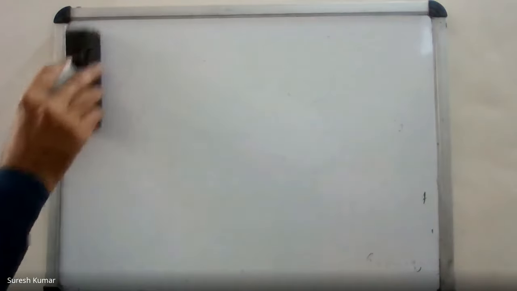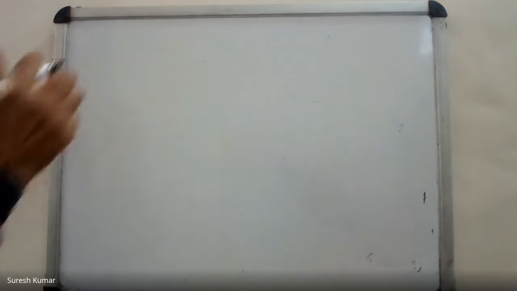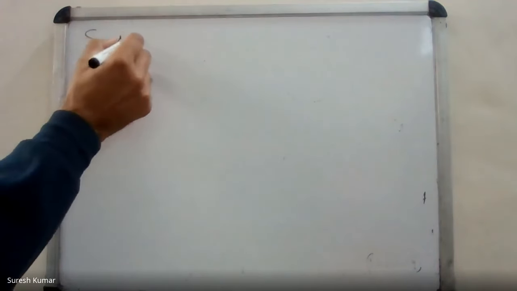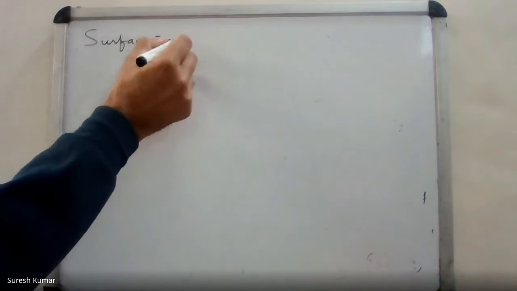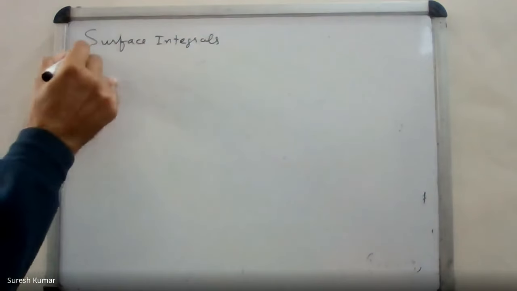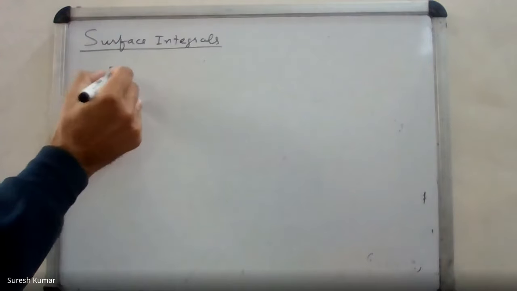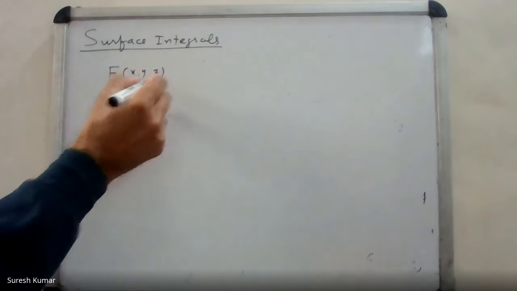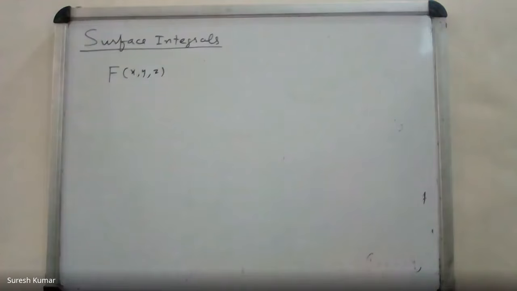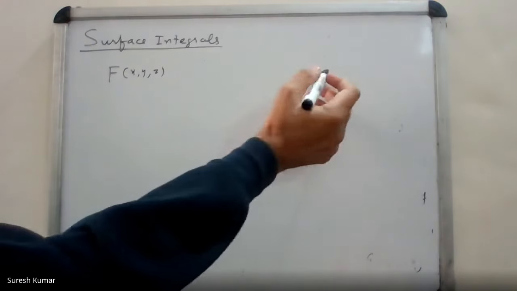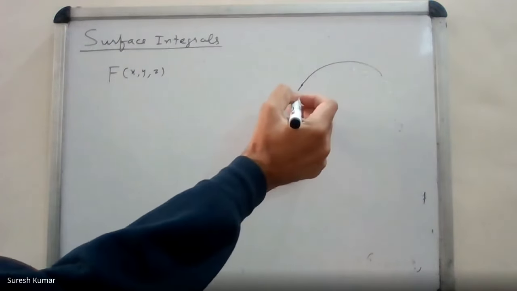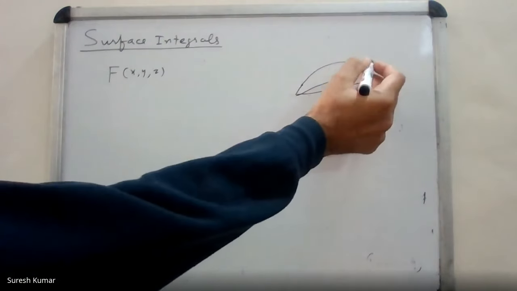We have learned about line integrals. Now it's the time to learn about surface integrals. Very important. Just like you learned line integrals for a scalar field and a vector field, same way, let's first see the surface integral of a scalar field capital F(x, y, z). Suppose this is defined on some smooth surface S.